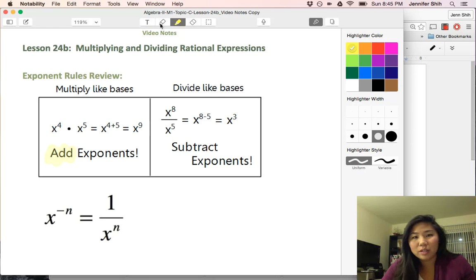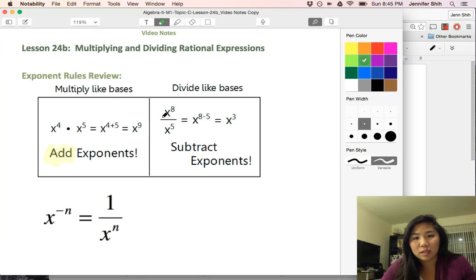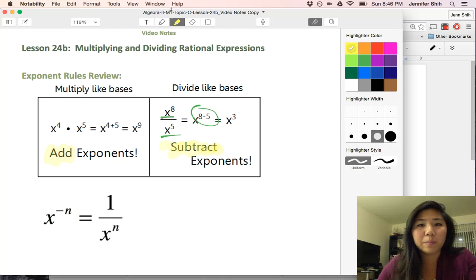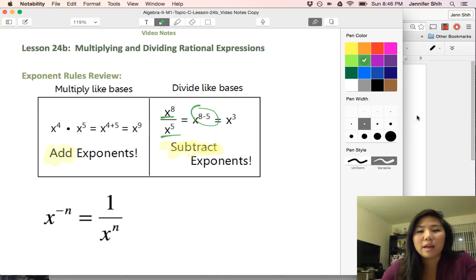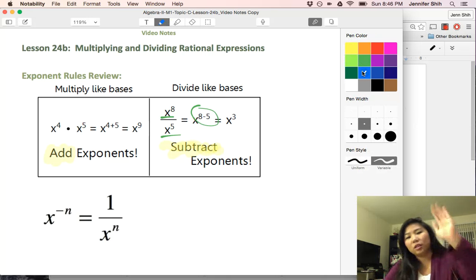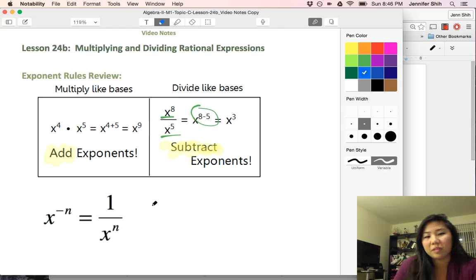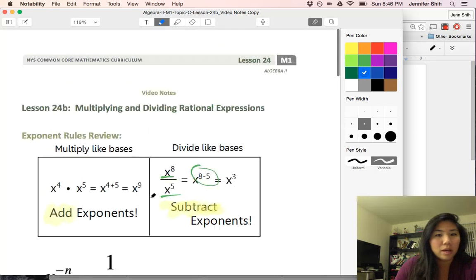If you notice, like base, and you subtract the exponents. So you need to subtract exponents. Make sure this is in your notes. We're going to be using it, and it's going to be a prerequisite skill that you bring into the classroom ready to use. Okay. Now that you have written down your exponent rules, let's do a couple examples just to review.